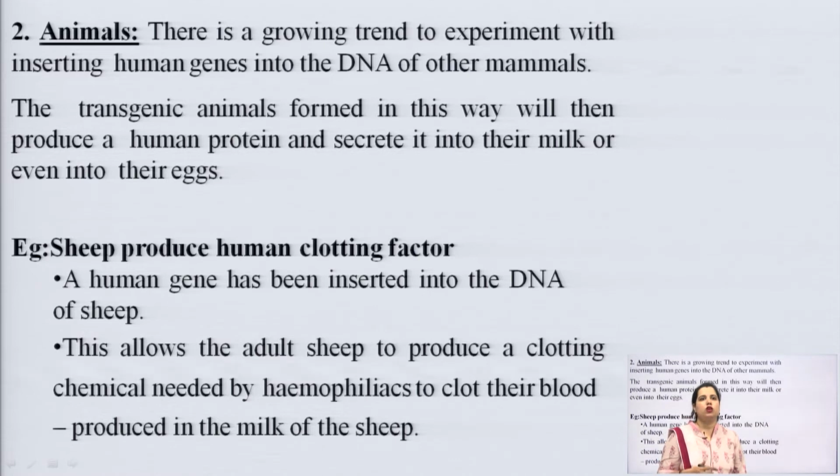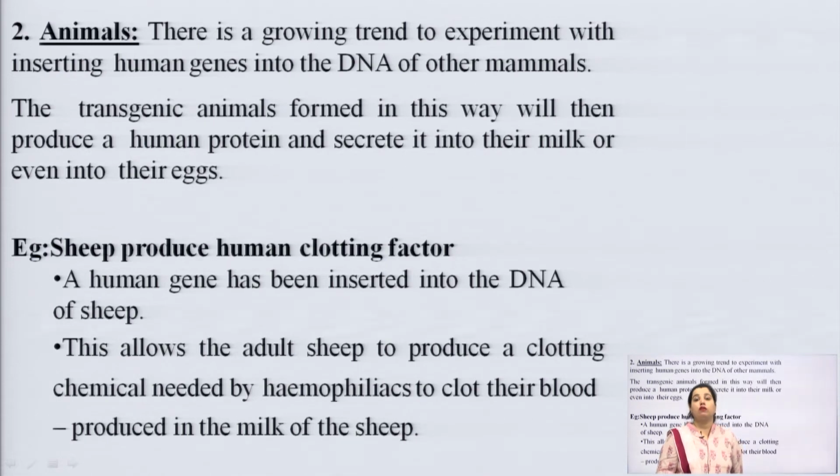In animals, there is a growing trend to experiment with inserting human genes into the DNA of other mammals, right. So, human genes are transferred to mammals, and it is also giving some positive results in research. The transgenic animals formed in this way will then produce a human protein and secrete it into their milk or even into their eggs. So, we can use it in that particular way to produce this particular enzyme through animals. So, we can transfer it into mammals.